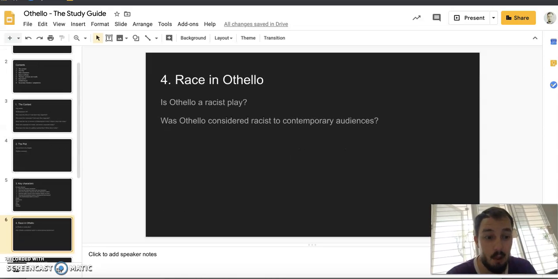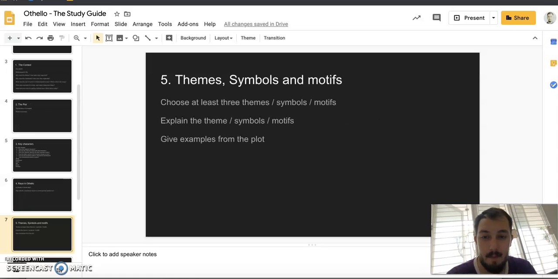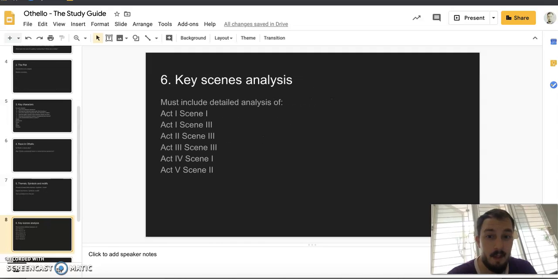We're going to have a look later at race in Othello, the issue of race. Is Othello a racist play? Was it racist to contemporary audiences? We're going to look, obviously, at themes, symbols, and motifs. We're going to do some key scene analysis of the following themes.